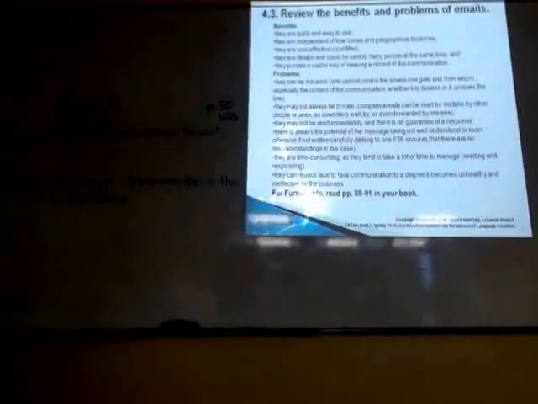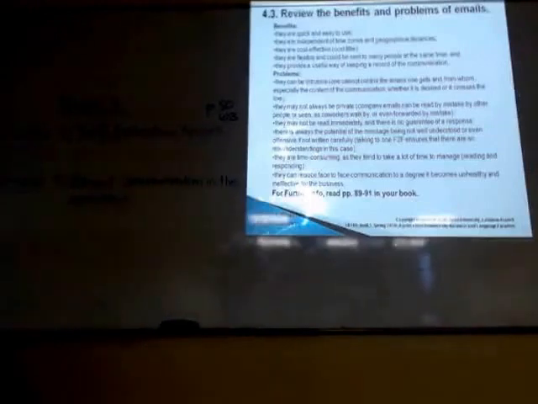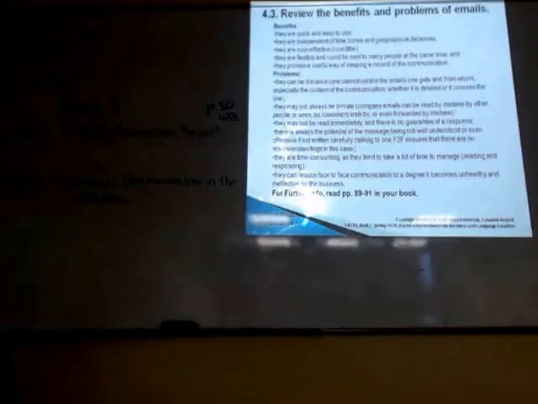They are quick and easy to use. They are independent of time zones and geographical distances. I can send it anywhere around the world in a second. They are cost effective, cheap, cost little. They are flexible and can be sent to many people at the same time. And they provide a useful way of keeping record of the communication.